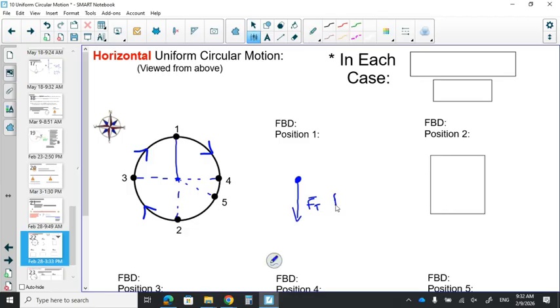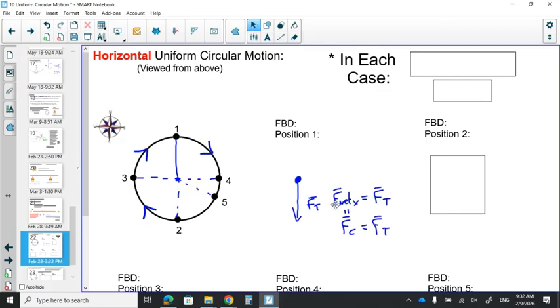So let's go F net X direction and be like, okay, what all is there? Well, there's literally just the tension force. And we know that the net force is the centripetal force. And so the tension force is the centripetal force, right? That same writing would happen really for all of these you're going to see, right?